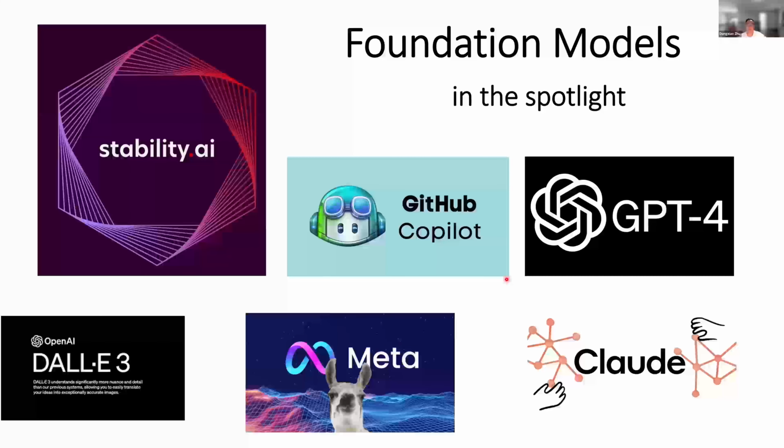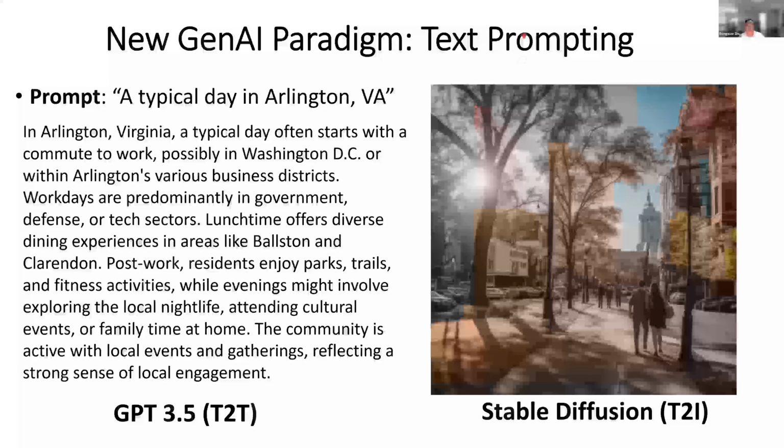There are some foundation models. Some generate images, like DALL-E and Stability AI, some generate language, and some generate computer code. But one thing they share in common is the text prompt using human natural language. That's one example of text prompting. You can take any prompt and generate language content and image content. Those are very powerful features leading to new scientific discovery.